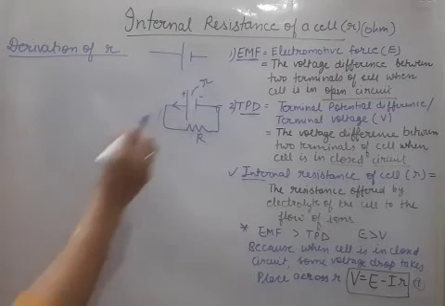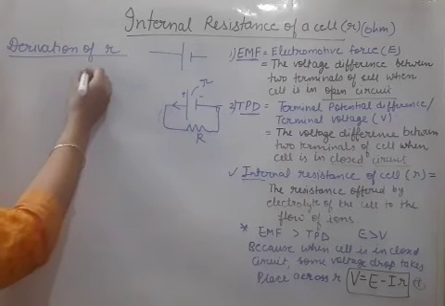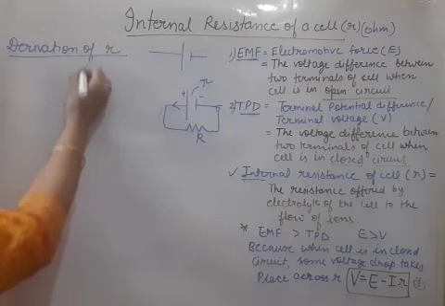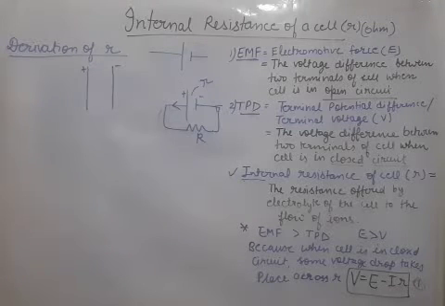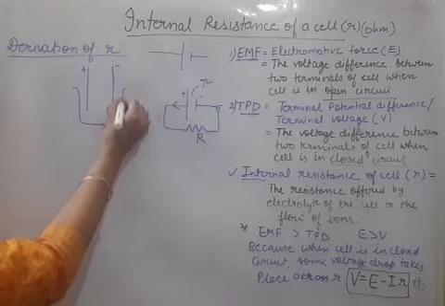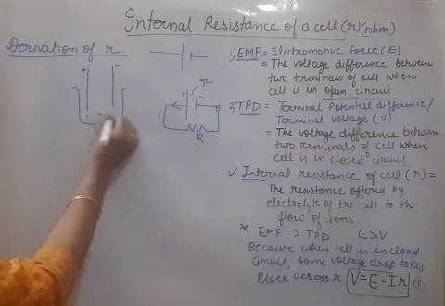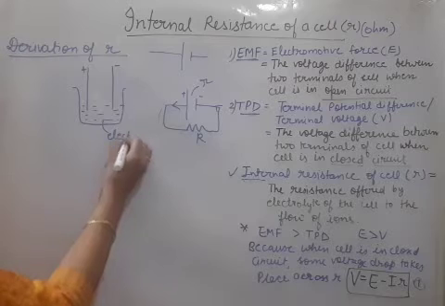Now from where this small r has appeared, to understand that, let's take the example of a chemical cell, which is usually used in the circuits to provide current. A chemical cell means a positive rod and a negative rod. They are dipped in a solution this way, and the name of this solution is electrolyte.